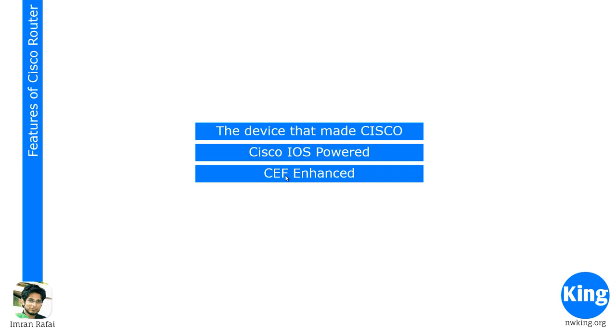But then Cisco has a semi-hardware, semi-software solution, which is called the Cisco Express Forwarding. So Cisco routers have CEF, or Cisco Express Forwarding, enabled, which improves the speed at which Cisco's routers make routing decisions, right? So that's the specialty of a Cisco router.